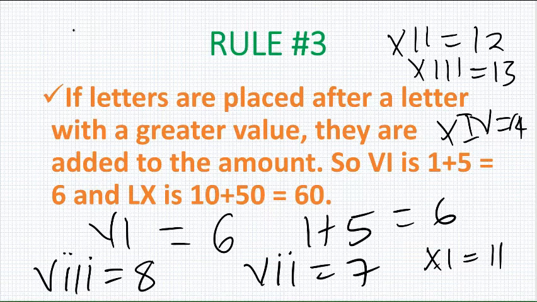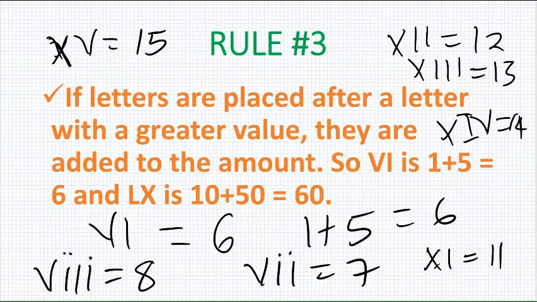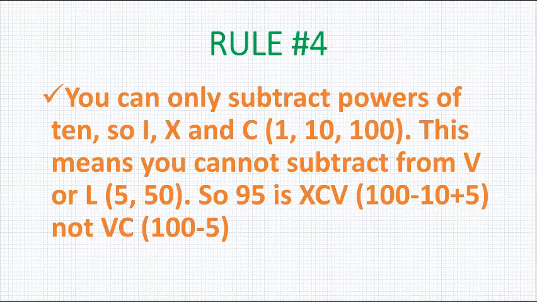For 15, we already know that V is 5. We add it to 10. That is 15. 16 is going to continue XVI, because we know that VI is 6. 17, 18, 19, and then 20 is going to be 10 in two places, okay, which is XX. And 21, 22, it keeps on going like that.